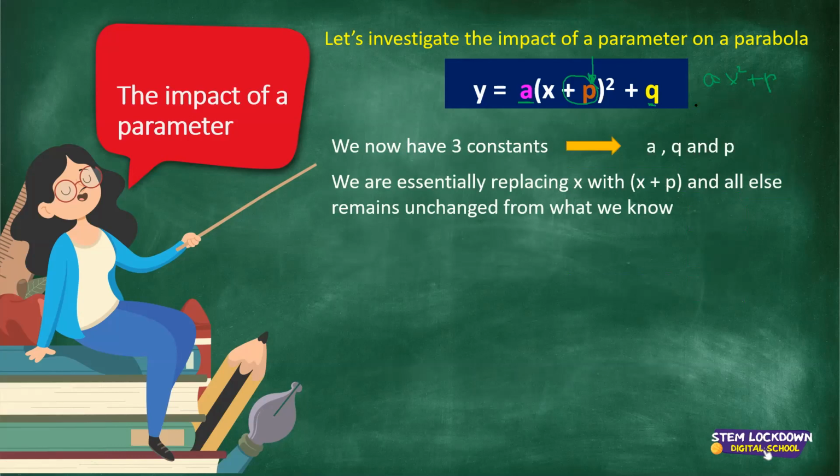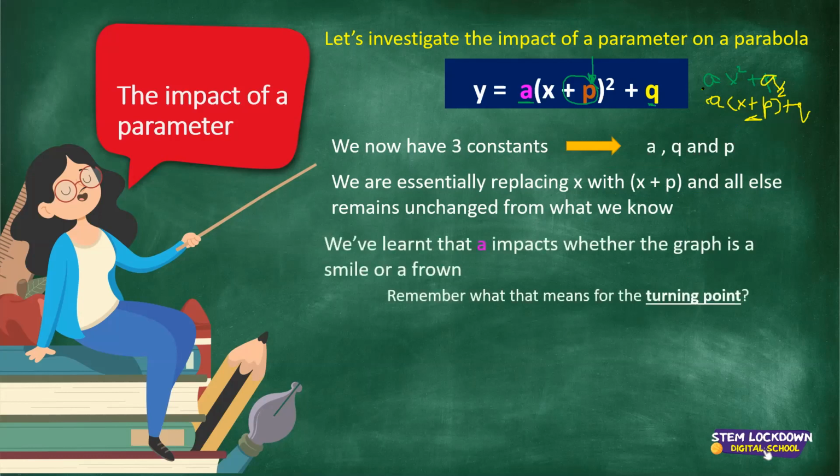We are taking the equation ax squared plus q, apologies guys, and we are replacing the x with x plus p, right? That is essentially all we are doing. And all other things around q being your y-intercept, etc., all that remains unchanged. The rules as you know it around a giving you your smiley or not your smiley, all that remains unchanged.